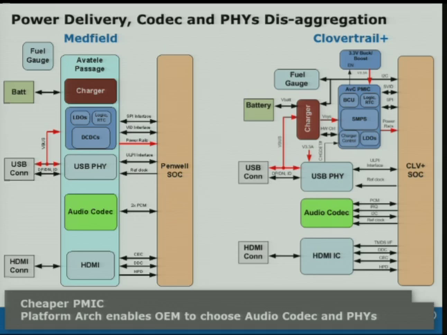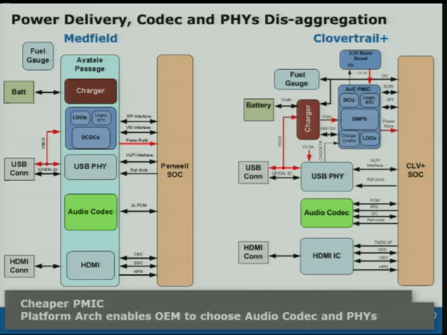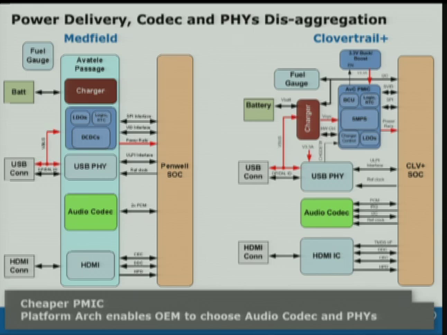So power delivery, codec, and PHY disaggregation. On the Medfield platform, the charger, all of the power VRs, voltage regulators, the USB PHY, audio codec, and HDMI were inside a single PMIC. These were disaggregated for getting a cheaper PMIC, as well as giving flexibility for OEMs to select different PHYs as well as audio codecs, et cetera, and charger solutions. This ends up in a cheaper PMIC as well as greater flexibility for the OEMs.